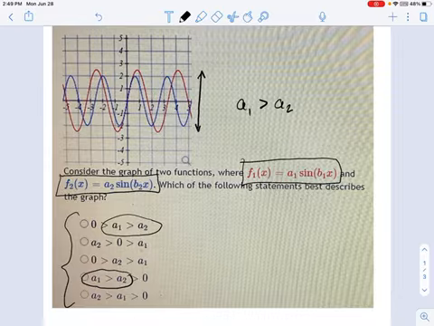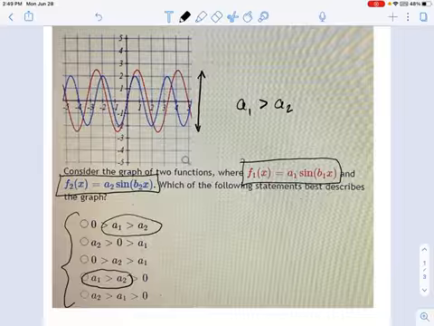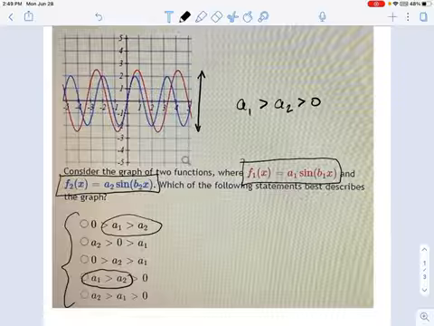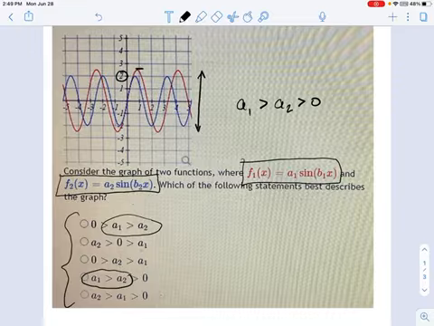And here's the trick. Is A1 bigger than 0 or less than 0? Well, we should all know that A1 is bigger than 0 because the lowest your amplitude could possibly be is 0, and that would be a flat line. And these are definitely wavy lines. These have non-zero amplitudes. It looks like 2 for the blue curve, and maybe this is 2.5 for the red curve's amplitude. So these are both bigger than 0.